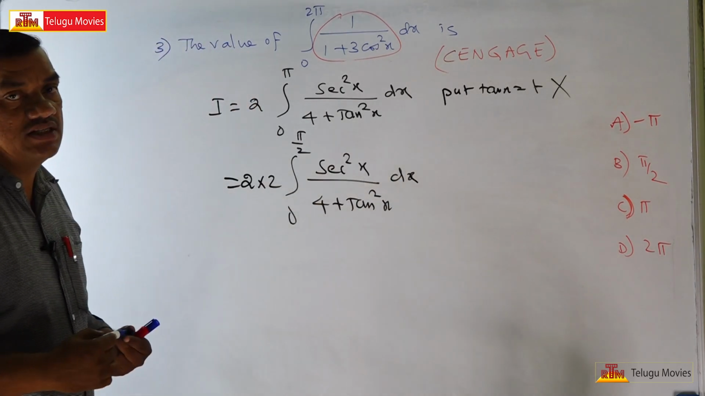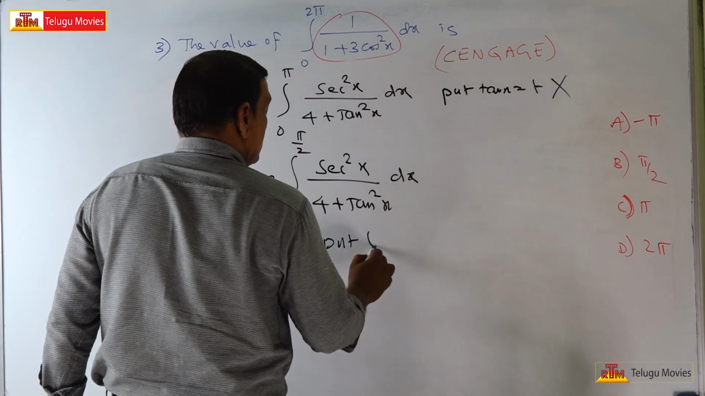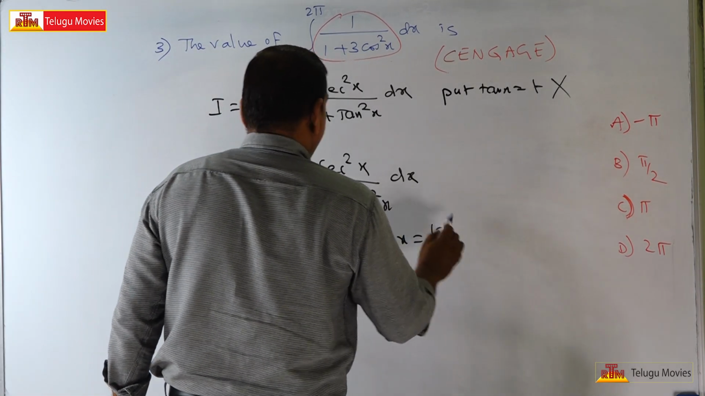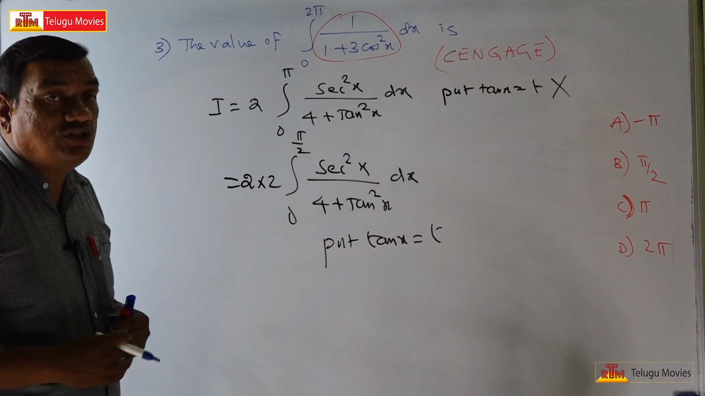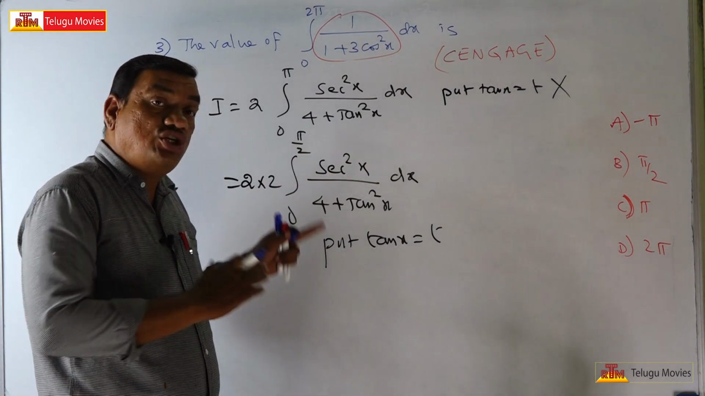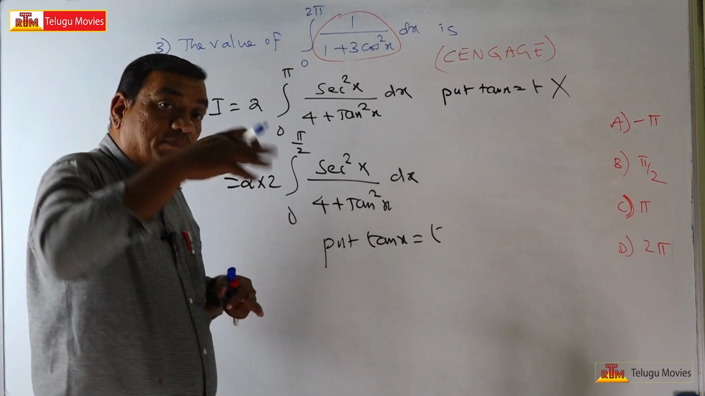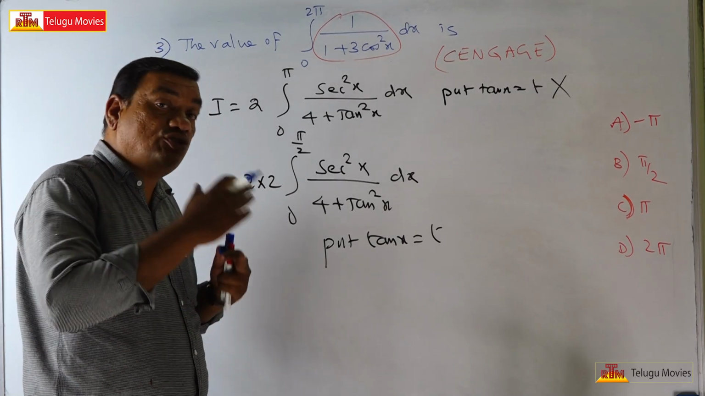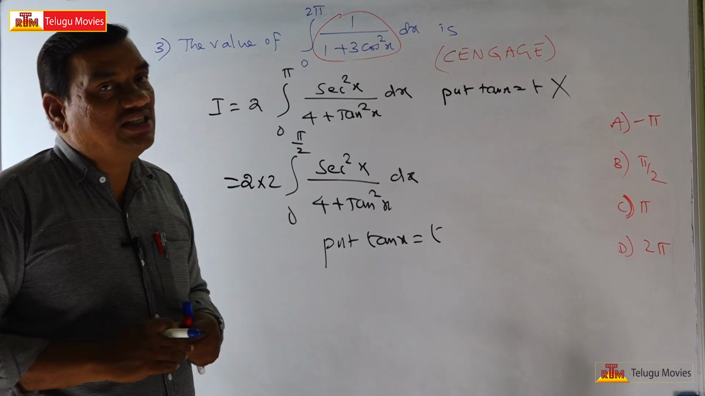Understand? Now you can substitute tan x is equal to t. Why? Because the tan x graph is continuous in the interval 0 to pi by 2. In the interval 0 to pi by 2 it is continuous, whereas in 0 to pi, at pi by 2 it breaks. Again in 0 to 2 pi, at pi by 2 and 3 pi by 2, at two places it breaks.